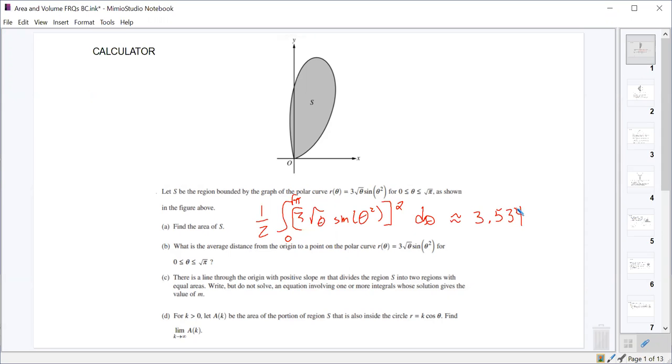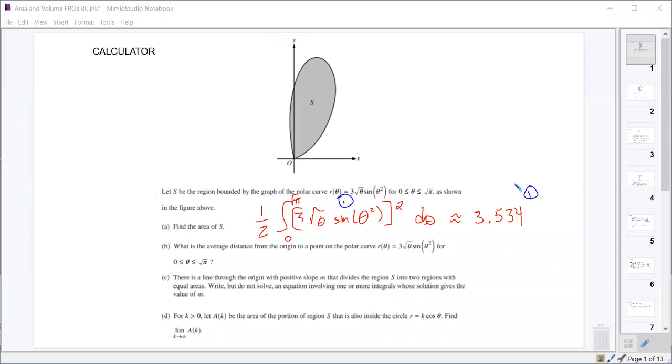Does that sound good to everybody? All right. Perfect. So 2 points for that, 1 point for having the correct integral, and 1 point for getting the correct answer at the end.